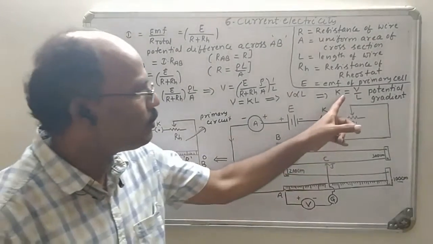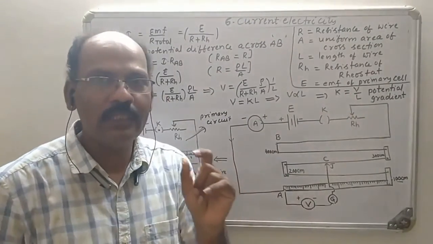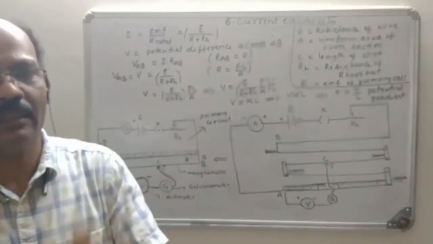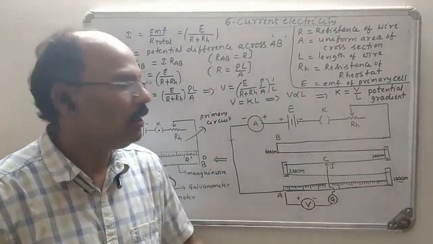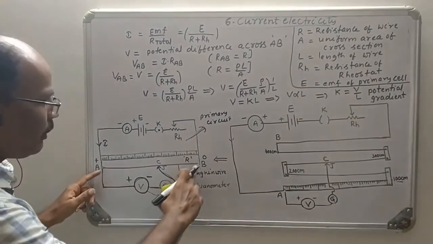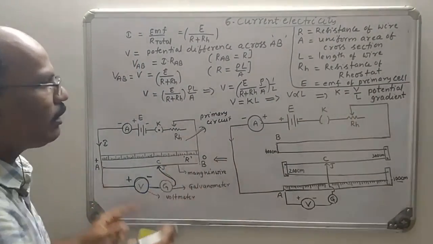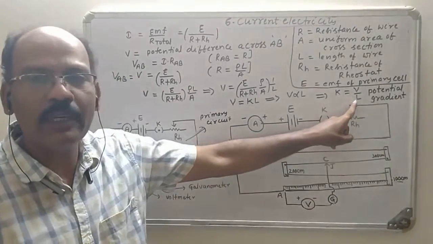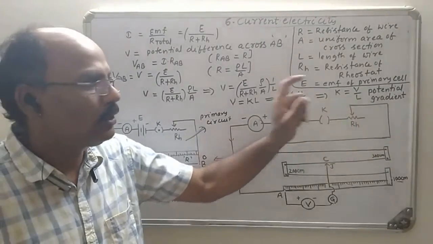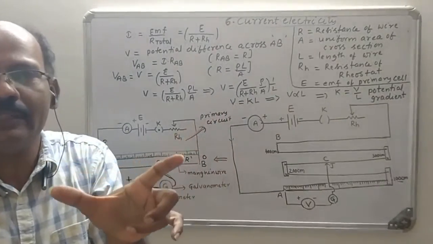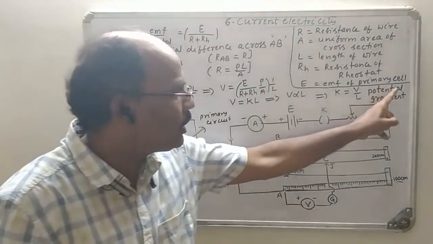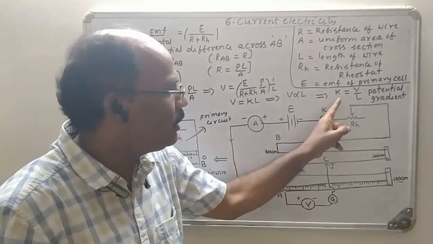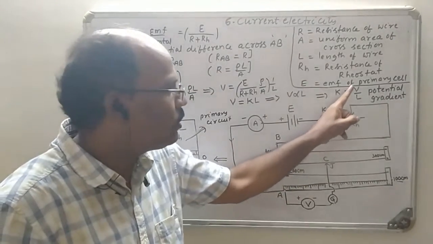So what is potential gradient? The potential drop per unit length of the given wire is called the potential gradient. V is the potential drop across the endpoints divided by the total length of the given wire. The potential drop along the wire divided by the total length of the wire is called the potential gradient. That is represented by K. So K is equal to V by L.